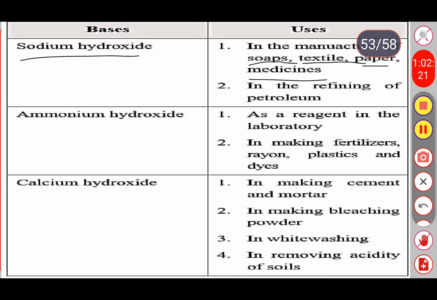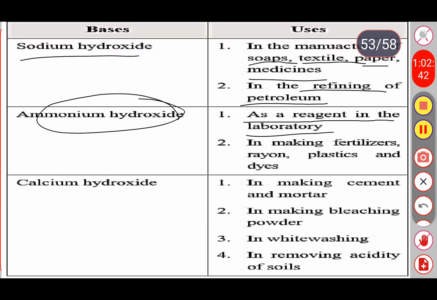And the next one is ammonium hydroxide. Ammonium hydroxide is used as a reagent in laboratories. In science laboratories we use ammonium hydroxide as a cleaning reagent. And next, it is also used in the making of fertilizers. What we are using is NPK, or next one NSP. NSP means nitrogen, phosphorus and sulfur.